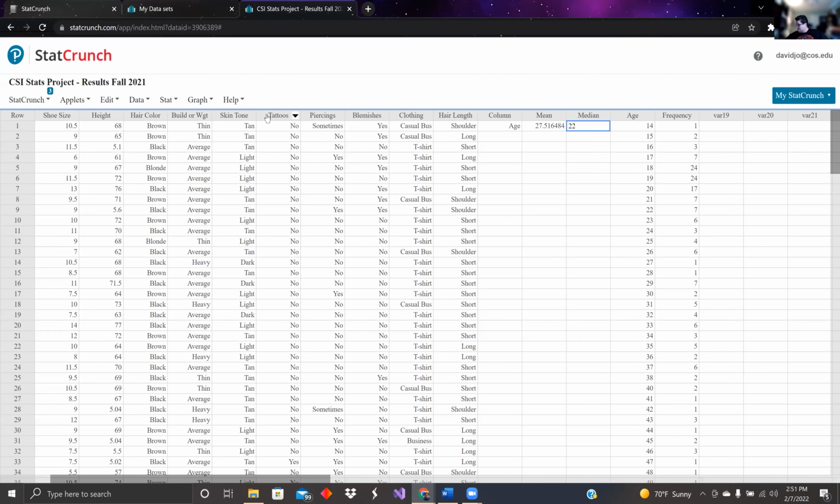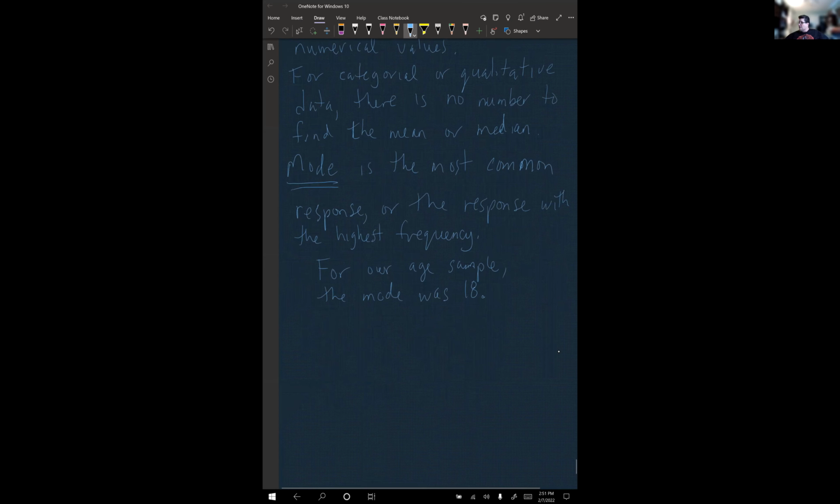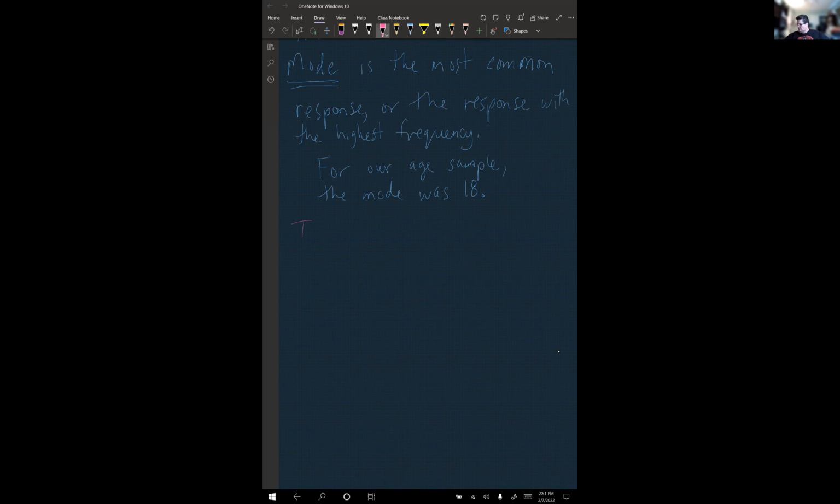Let's go take a look at the notes a little bit further. So in StatCrunch, you're going to choose stats, summary stats, and then columns. That's step A, that's getting to the right area.